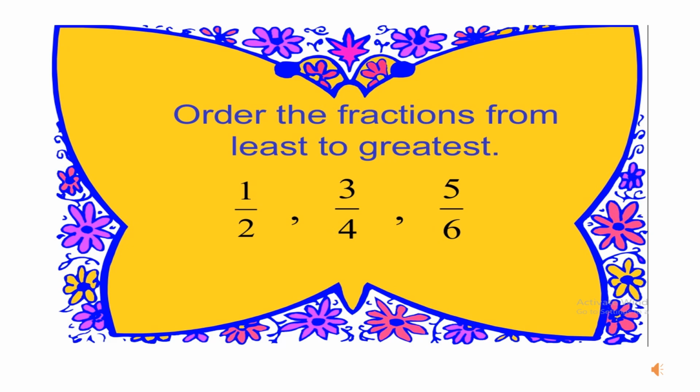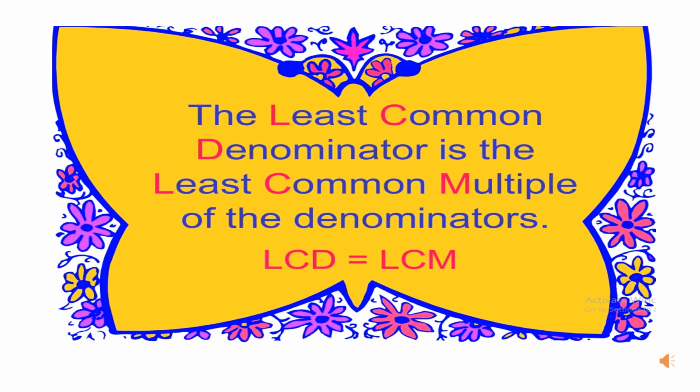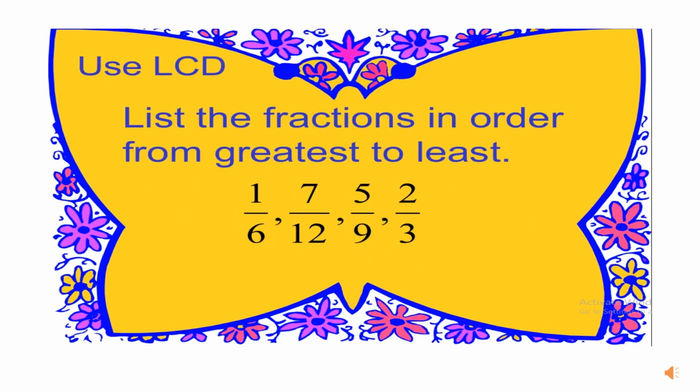Order the fractions from least to greatest one. As the given fractions are unlike, in order to make them like fractions, we need the least common denominator or least common multiple. Arrange the given fractions from smallest to greatest one.